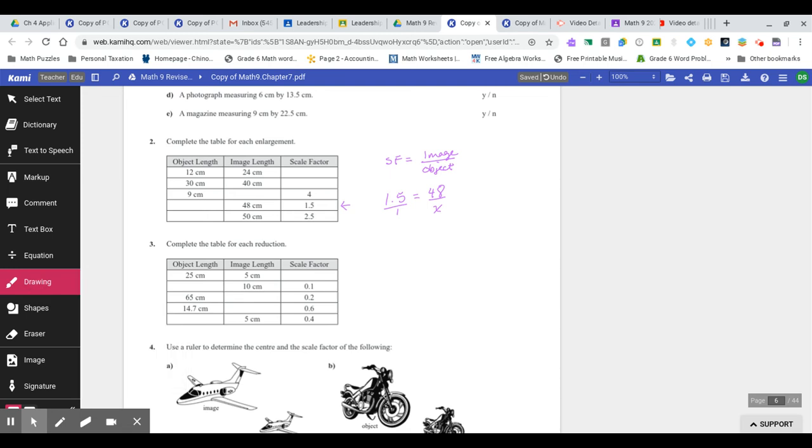If you don't have a clue what to do, you can cross multiply because we have 2 fractions with an equal sign between. So I'm going to put this equal sign down first, 48 on one side, because I'm going to go 48 times 1, just reminding you how to do this in case you're forgetting. And this way, I'm going to put 1.5 times x. Then I'm going to divide 48 by 1.5, and I get 32.